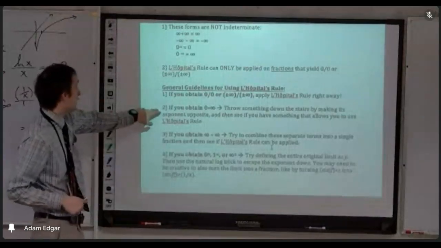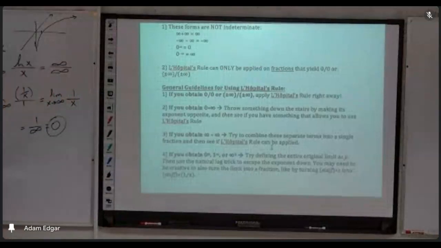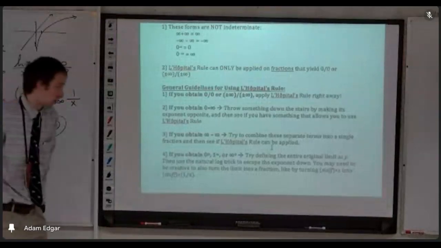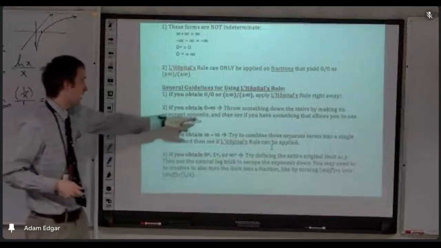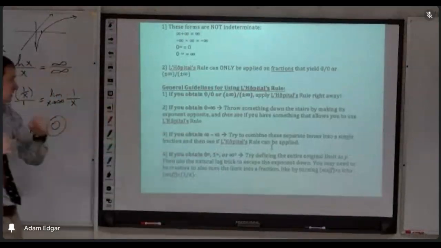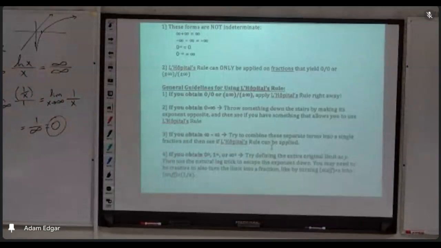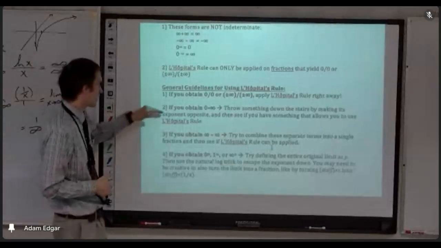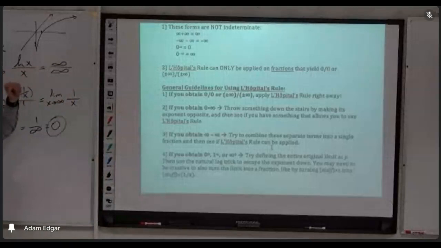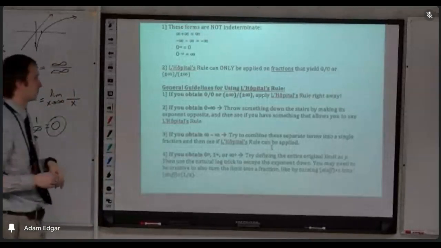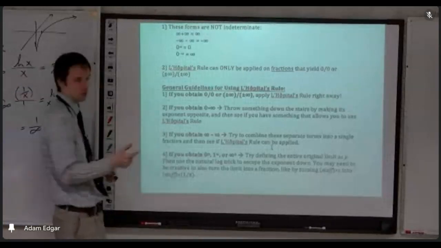If you get 0 times infinity, you can turn multiplication into division by switching an exponent negative or something. So with 0 times infinity, let's turn multiplication into division by throwing somebody down the stairs and then see if that gives us something that we can L'Hopital. So 0 times infinity is usually the least bad non-L'Hopital scenario for us, because it's not too hard to turn multiplication into division.